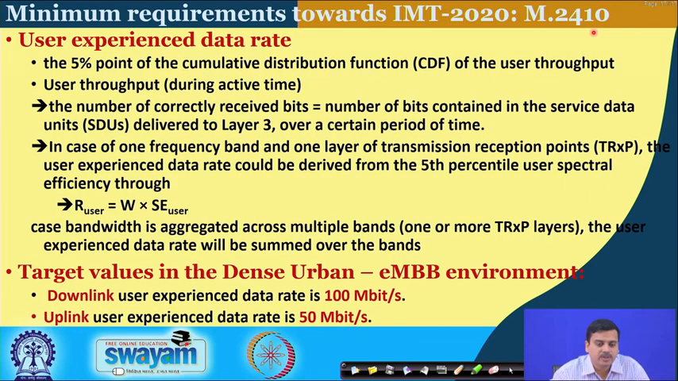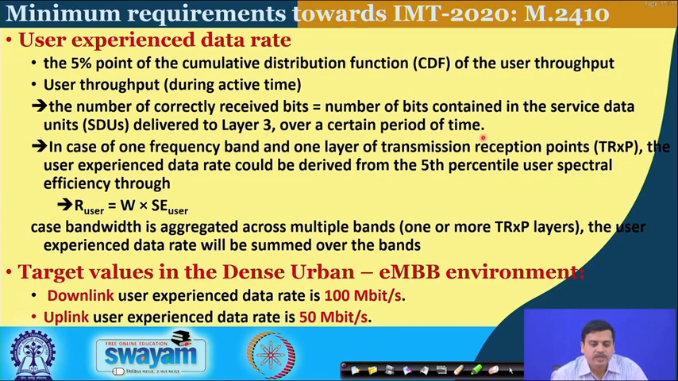The next important parameter which we are supposed to look at is the user experienced data rate. If we look at the definition, it is the 5 percentile point of the cumulative distribution function of the user throughput, where user throughput during active time is defined as the number of correctly received bits, which is equal to the number of bits contained in the service data units, usually referred to as the SDU, delivered to layer 3 over a certain period of time.